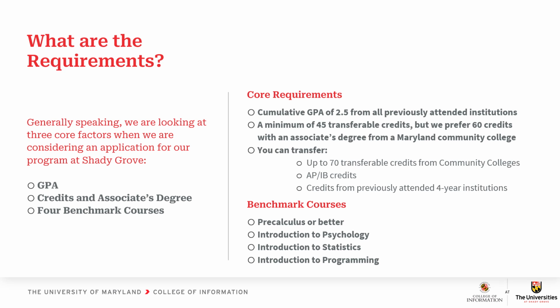When it comes to the core requirements, that is whether you have a cumulative GPA of around 2.5 or better from all your previously attended institutions, a minimum of 45 transferable credits, but we strongly prefer 60 credits with an associate's degree from a Maryland community college. You can transfer up to 70 credits from community colleges.